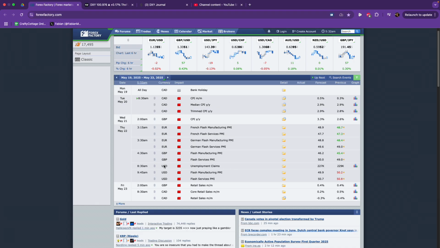Then we have unemployment claims, USD, and then the USD PMI. Then on the Friday, retail sales of the GBP, also important news. You can start trading from 7 a.m. And then just CAD, not too important.